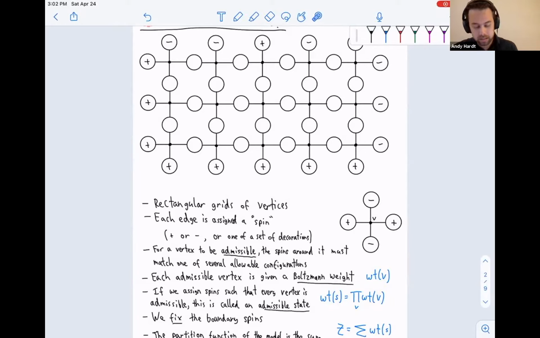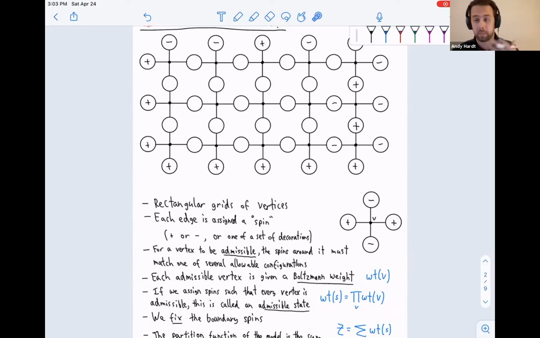And you will notice that if I fill in, say, a bunch of spins here, then if I kept going through the whole thing, the spins next to one vertex are also next to a different vertex. And so each vertex affects its neighbors. And so this is local behavior affecting the global behavior of the system. And so if you're able to assign spins such that every vertex is admissible, we call this an admissible state. And the weight of the state is the product of the weights of the vertices.